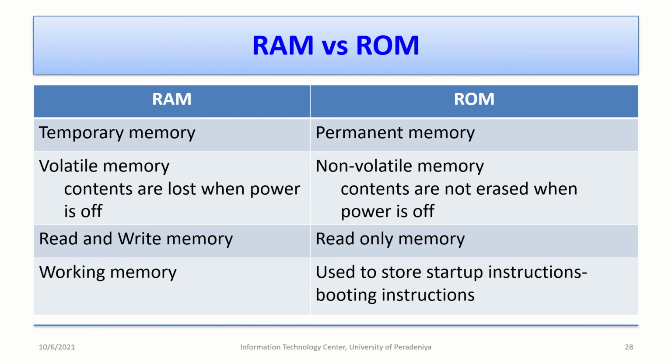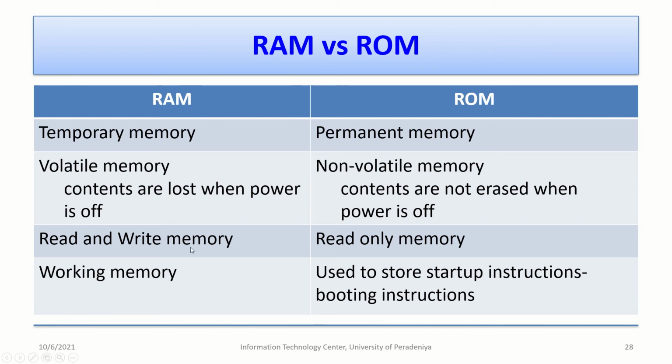Okay, and then this is the comparison between RAM and ROM. RAM is temporary memory. As I told earlier, that is volatile memory. That is, the content is lost when power is off. Whereas ROM is permanent memory, that is non-volatile memory. That is, the content is not erased, not lost, when power is off.